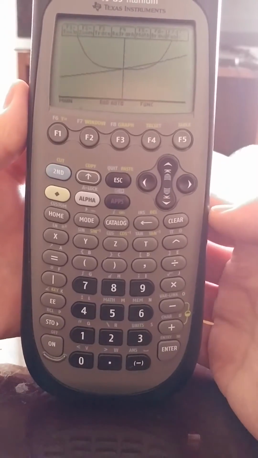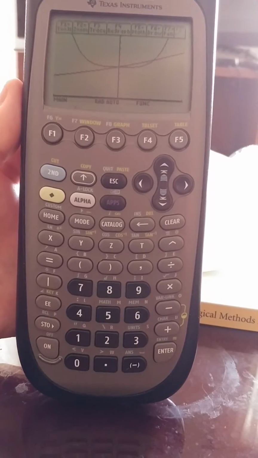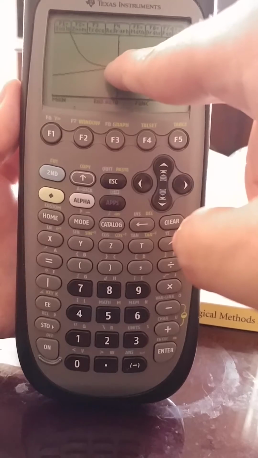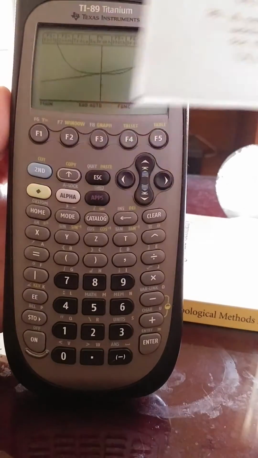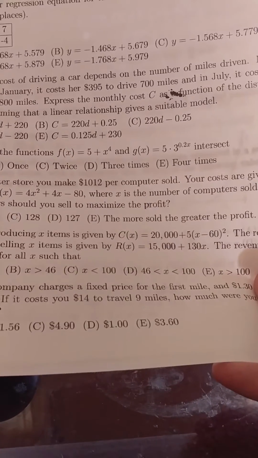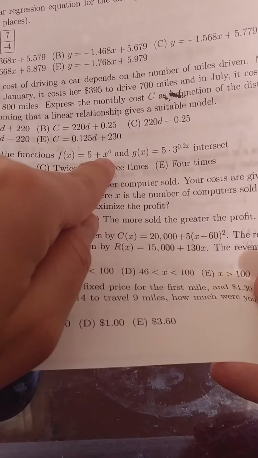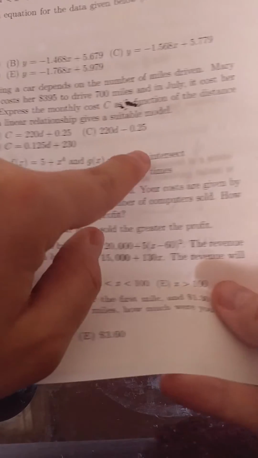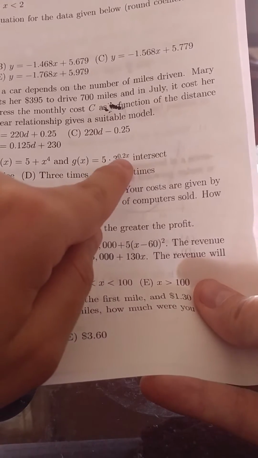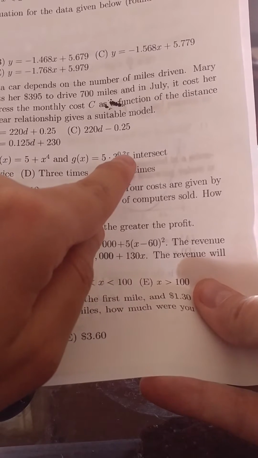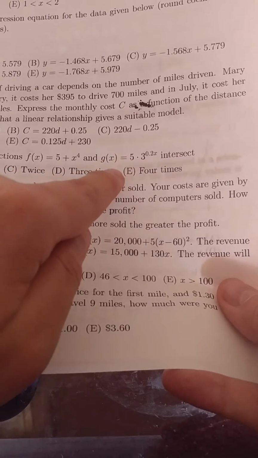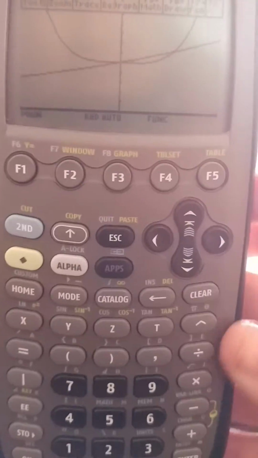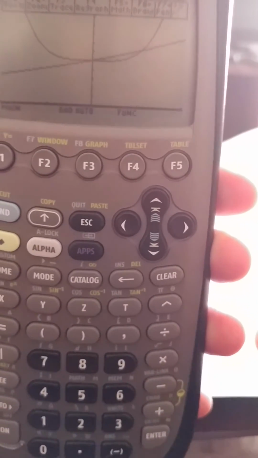And I think I get a pretty good idea of what's going on here. I see two intersections. One at x equals 0. If you check the equations again, we have 5 plus x to the fourth, which when x is 0 equals 5. And 5 times 3 to the 0.2x, when x is 0, is just 3 to the 0, which is 1, so 5 times 1 is 5. Clearly they intersect at 0, and you can convince yourself that, in fact, there should be two intersections.